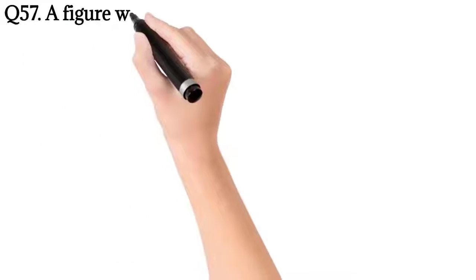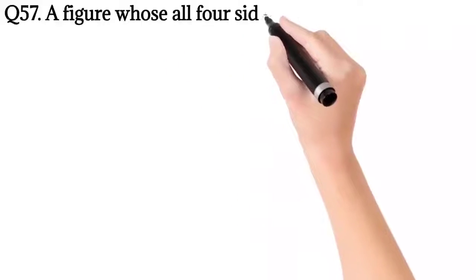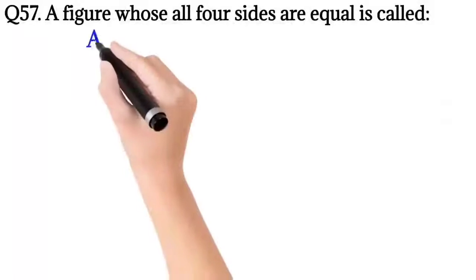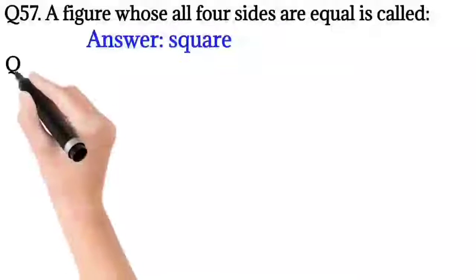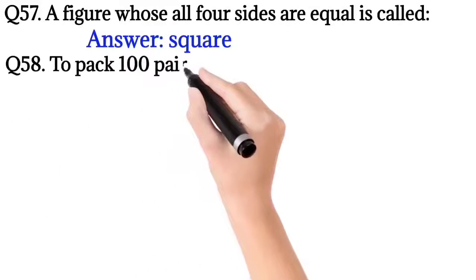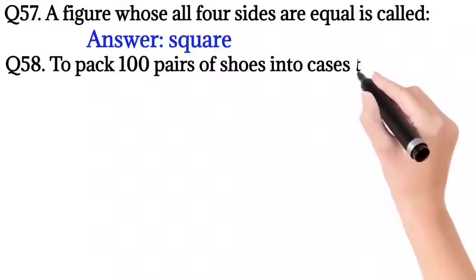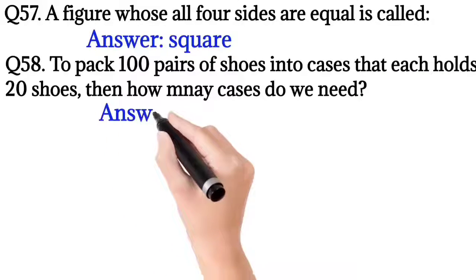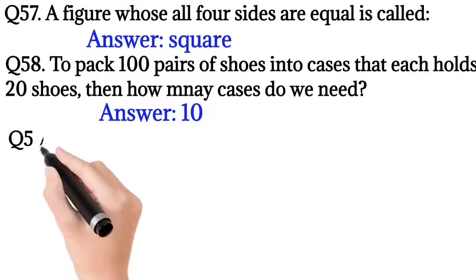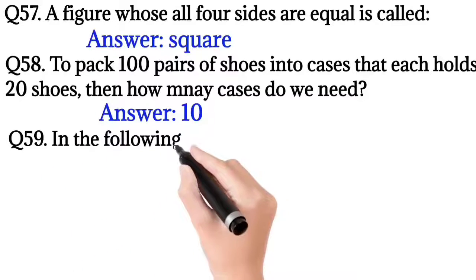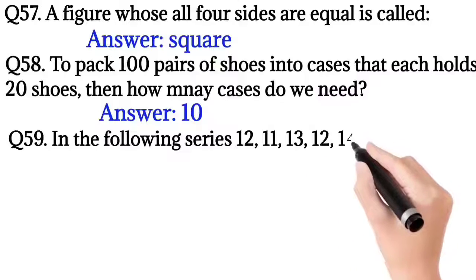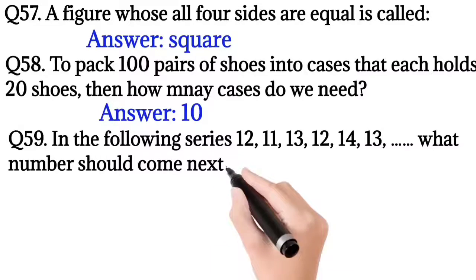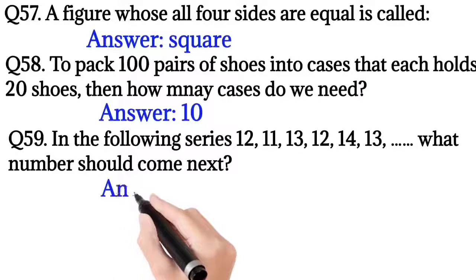Question number 57. A figure whose all 4 sides are equal is called? So the square has 4 sides equal. So the answer is square. Question number 58. To pack 100 pairs of shoes into cases, each holds 20 shoes, then how many cases do we need? So the answer is 10. Question number 59. In the following series 12, 11, 12, 14, 13, what number should come next? So the answer is 15.